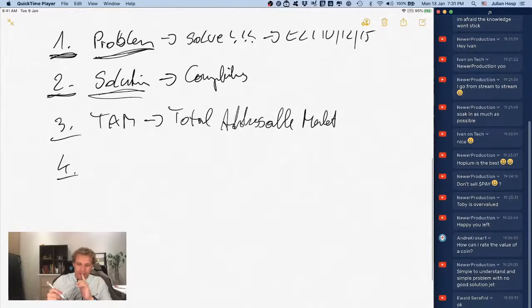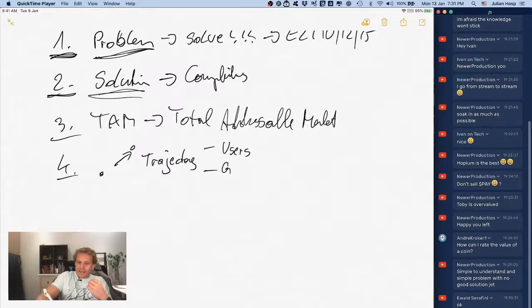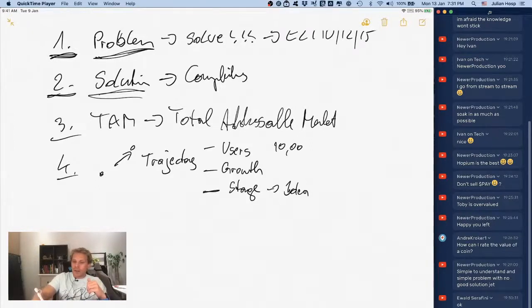And the fourth thing is, I want to understand where are they on this trajectory, right? Trajectory. So I want to understand things like users. I want to understand things like growth. I want to understand things like what stage are they in. Obviously, it could be that they're just in an idea. It could be that they have execution and they have 10,000 users, but they have had that for the last 2 years and they're not growing one little bit, right?